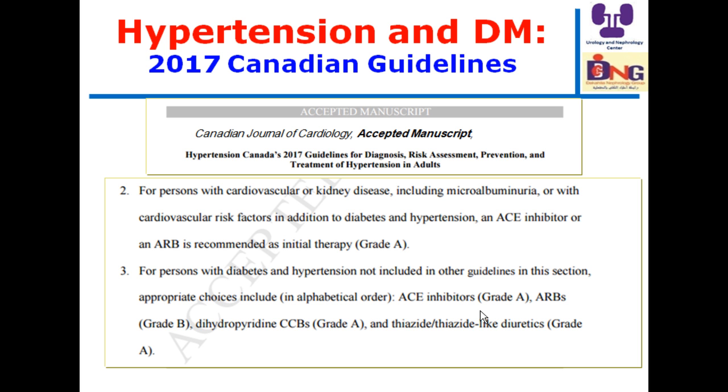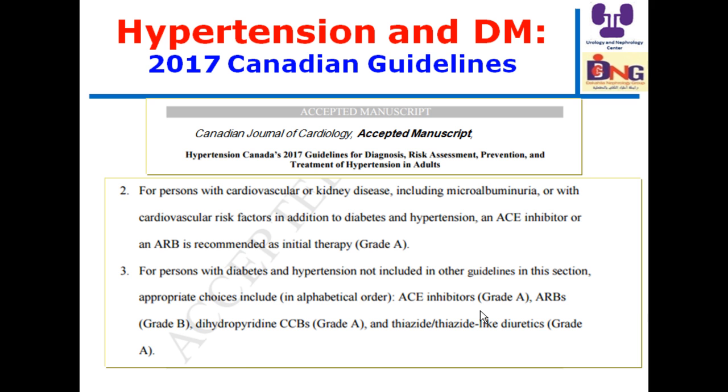For patients with diabetes and hypertension not included in other guidelines in this section, appropriate choices include, in alphabetical order, ACE inhibitor, grade A, ARBs, grade B, dihydropyridine calcium channel blocker, grade A, thiazide diuretic, grade A.